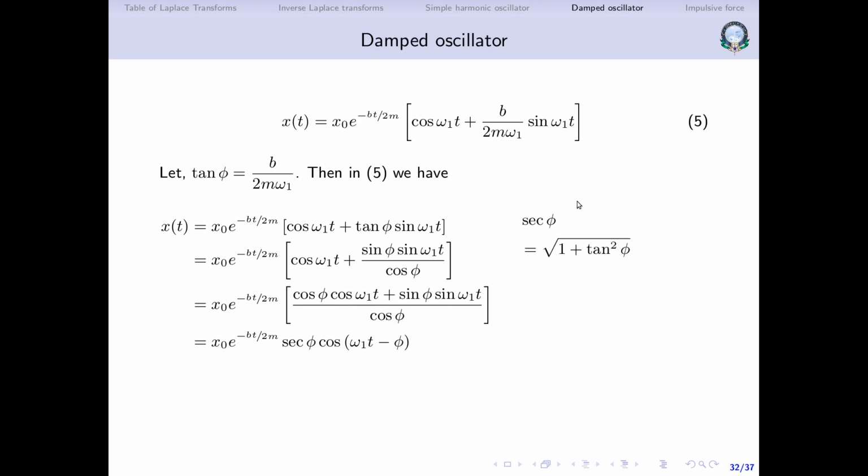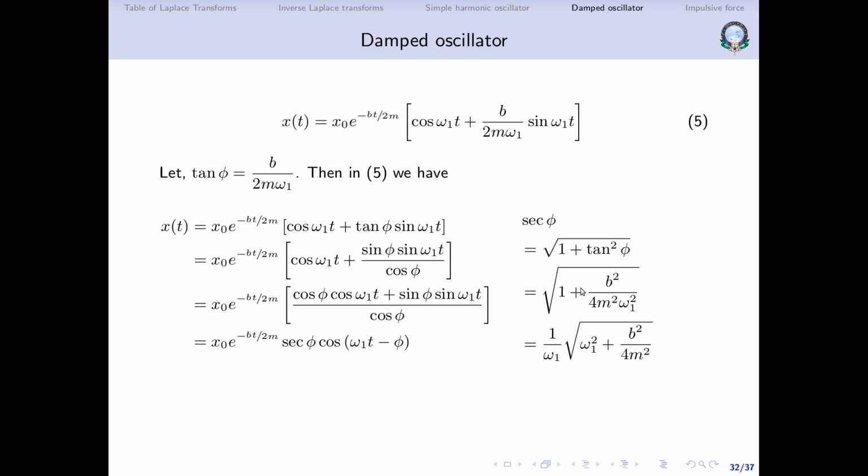Now secant phi is equal to under root 1 plus tan square phi. This is just a basic trigonometric identity. Tan phi is nothing but b by 2m omega 1, so you just take tan square, that is b square divided by 4m square omega 1 square.